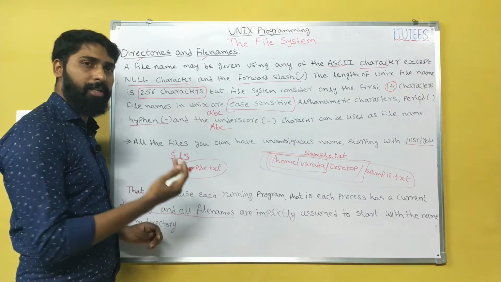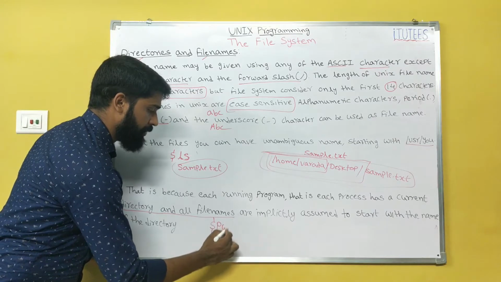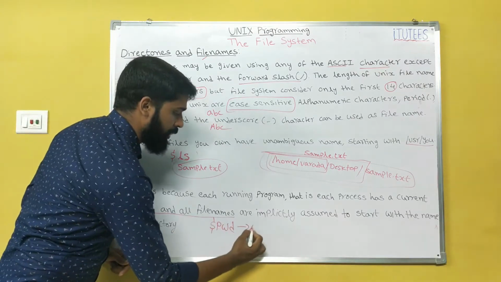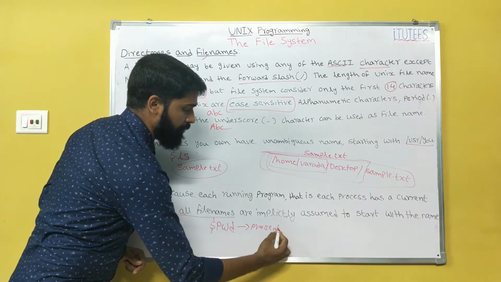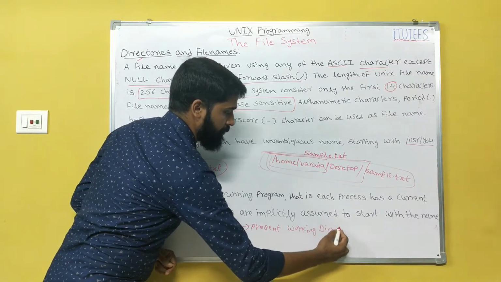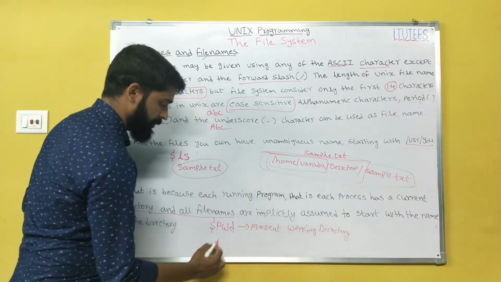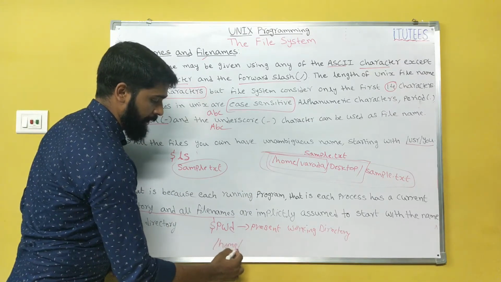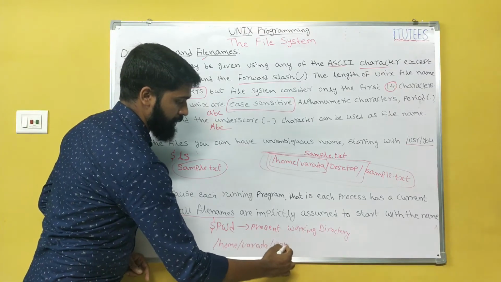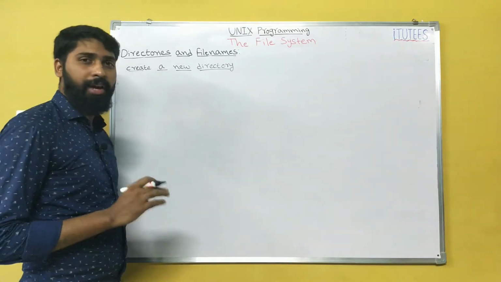Now I want to know what my current directory is. How can I know that? Present working directory, pwd. This command is used to know the present working directory. So pwd prints /home/Varada/desktop.